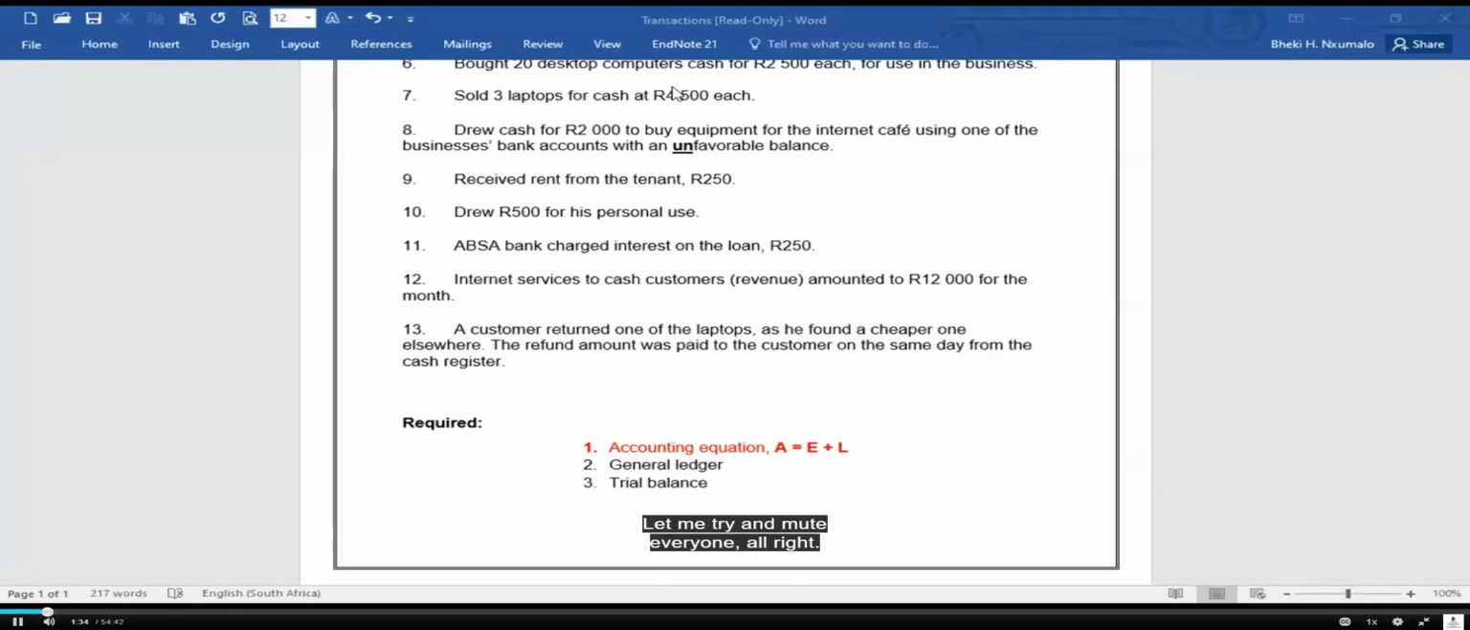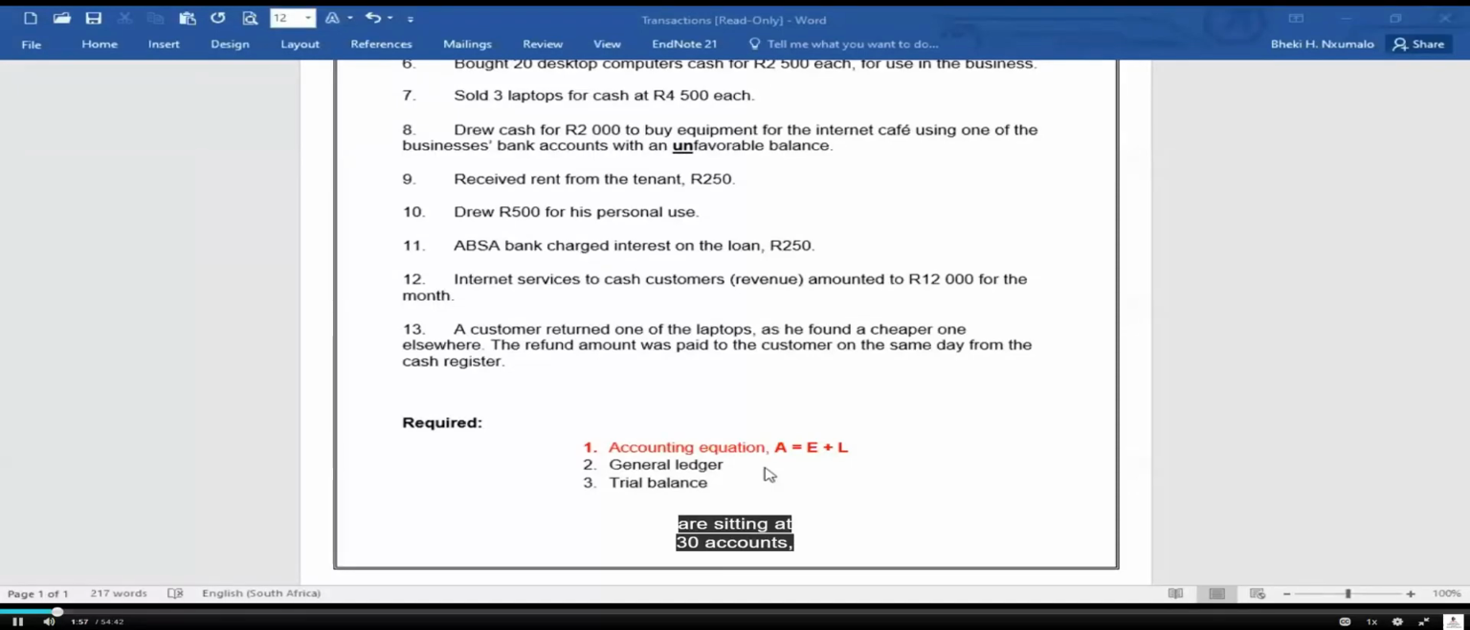All right. So these are your transactions. What is expected of us to do is the accounting equation, which is asset equal to equity plus liabilities. From Wednesday and Thursday, we'll do the other two, which is the general ledger, drawing up the ledger for each account.